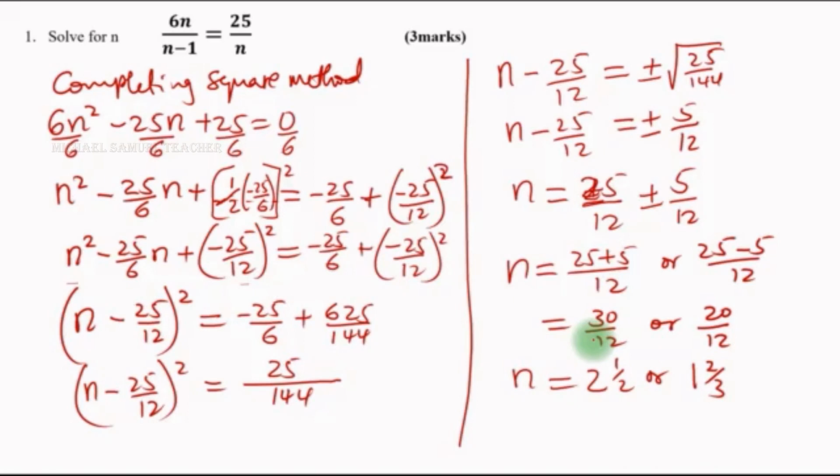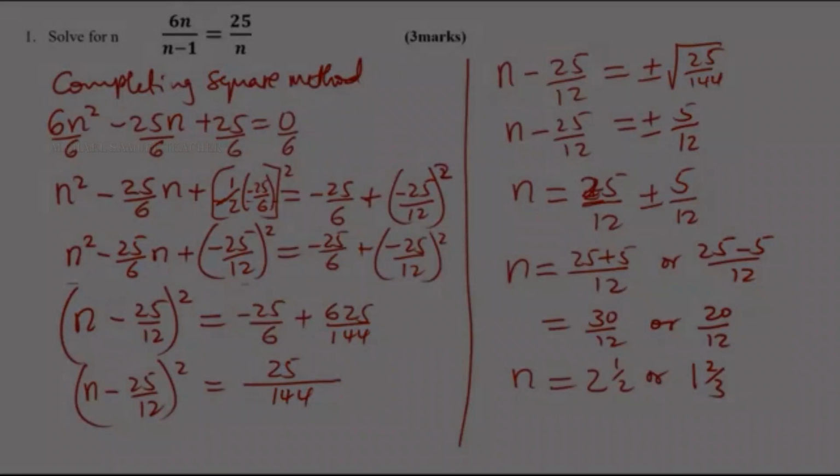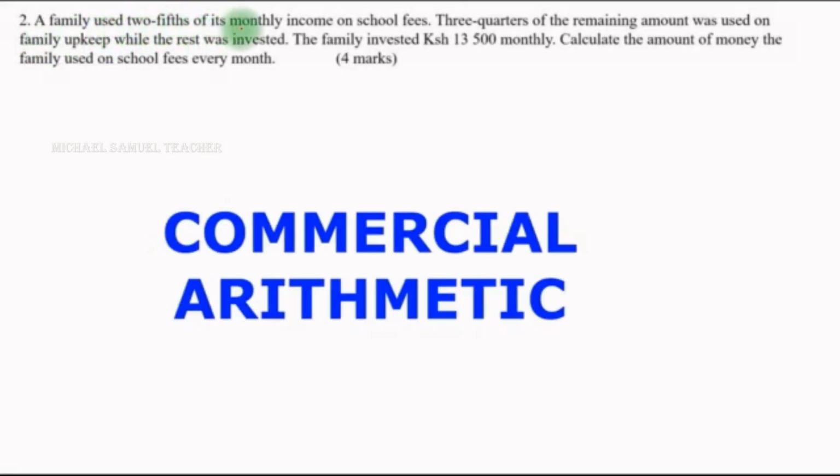Fine. We can move on and we look at the other question. So a family used 2/5 of its monthly income on school fees. 3/4 of the remaining amount was used on family upkeep, while the rest was invested. The family invested 13,500 shillings monthly. Calculate the amount of money the family used on school fees every month.